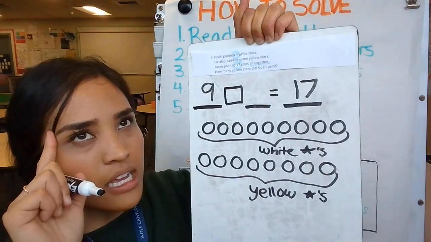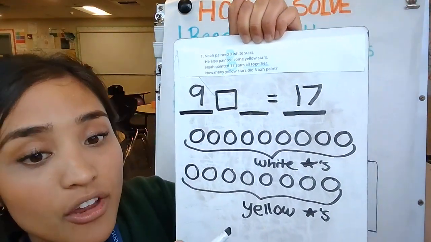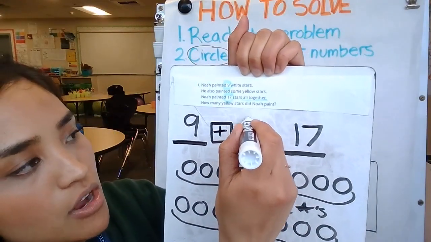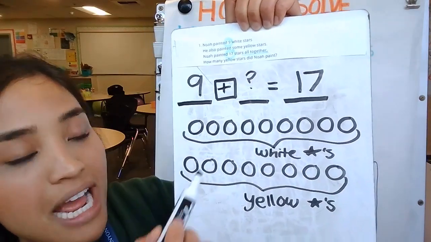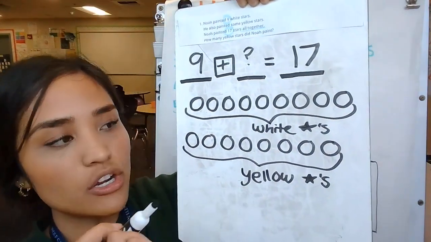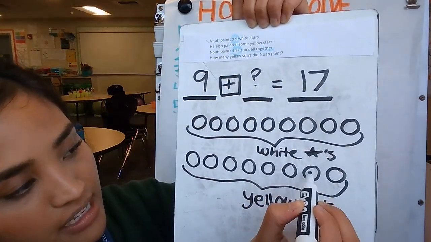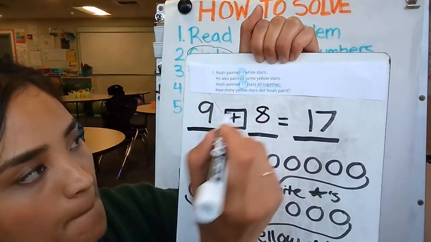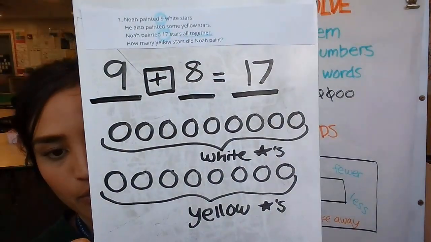So is this a plus? Is this an addition problem or a subtraction problem? Well, we have the words all together, so I know that it's an addition problem. And what we don't know is this information. But in order to find that information, I can just go back and count my yellow star circles. 1, 2, 3, 4, 5, 6, 7, 8. Boom. Here is how you solve that first problem.